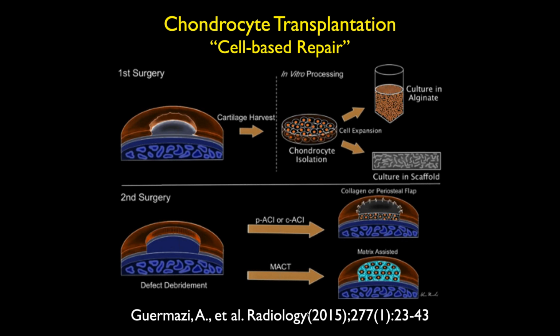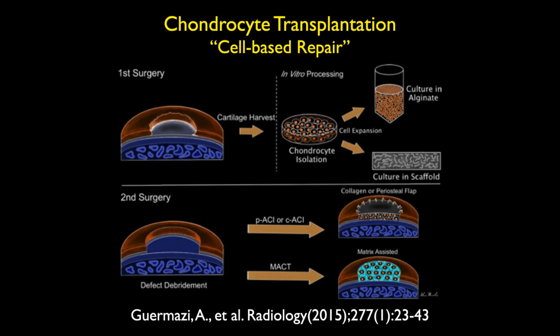Next, we can go to the chondrocyte transplantation techniques, or what's called cell-based repair. There are a number of techniques, and they've changed over time. In one of the first techniques, you had to do 2 surgeries. In one surgery, you went in and debrided the area and took pieces of cartilage. You took that cartilage and grew the chondrocytes in vitro.